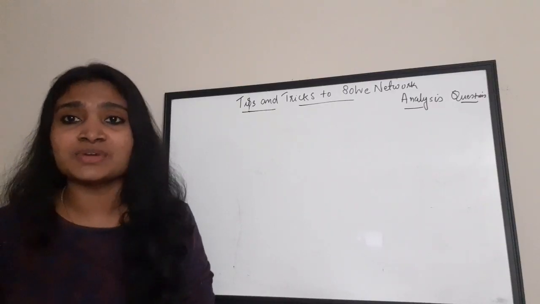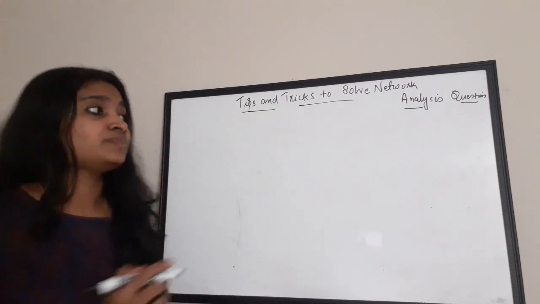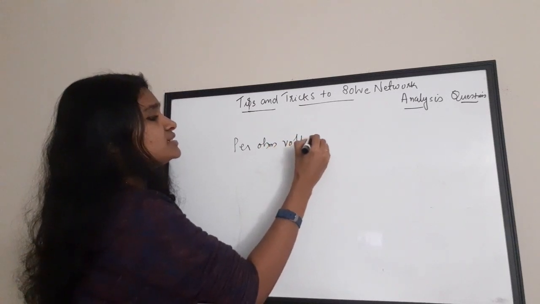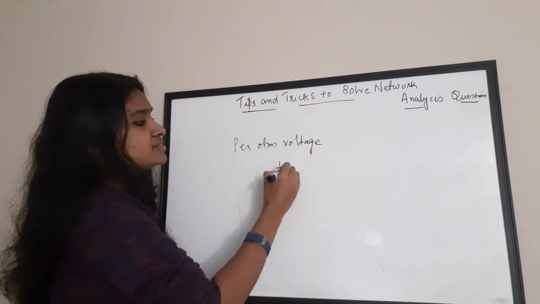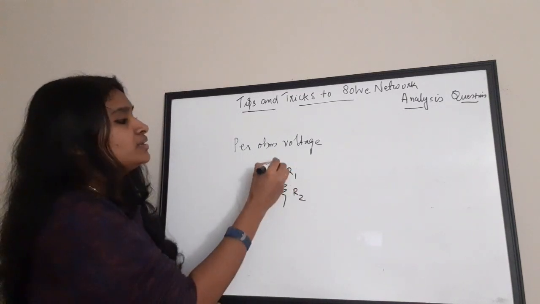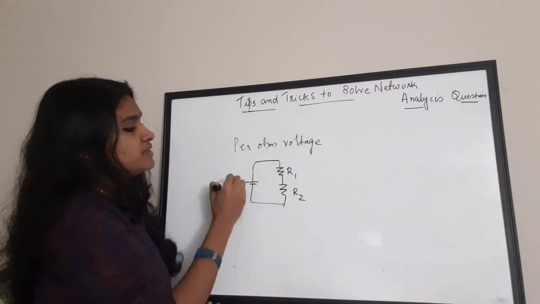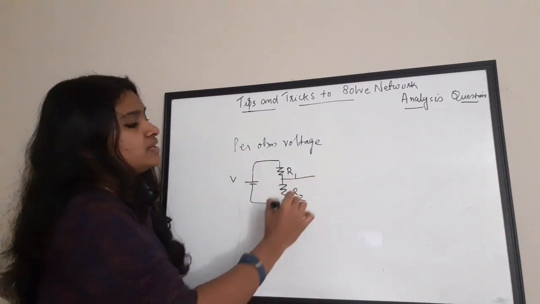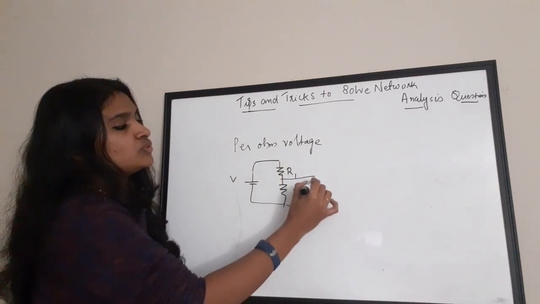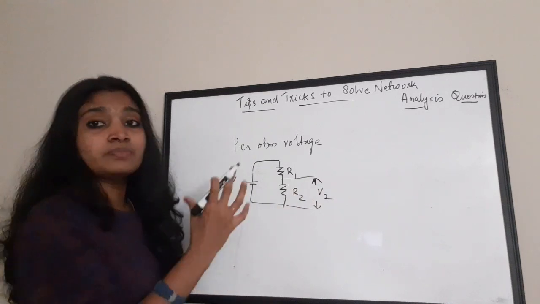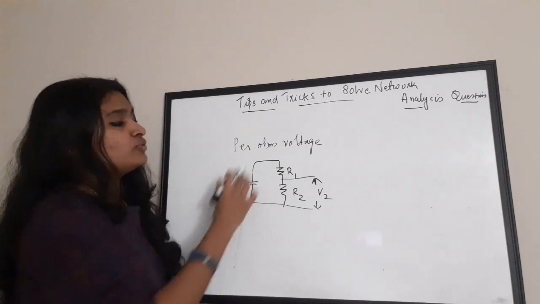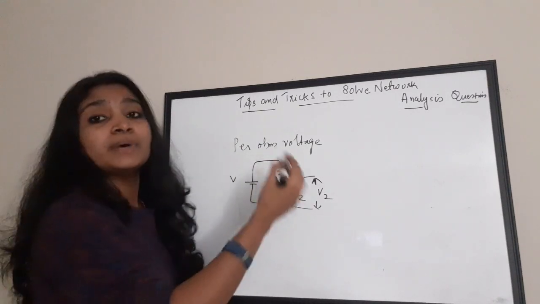The first concept we are going to study is the per ohm voltage. This states that if two resistances are connected like this, say the values are R1 and R2, and the voltage across R2 is V2. Then the per ohm voltage for R2 is the voltage for a particular 1 ohm of R2.